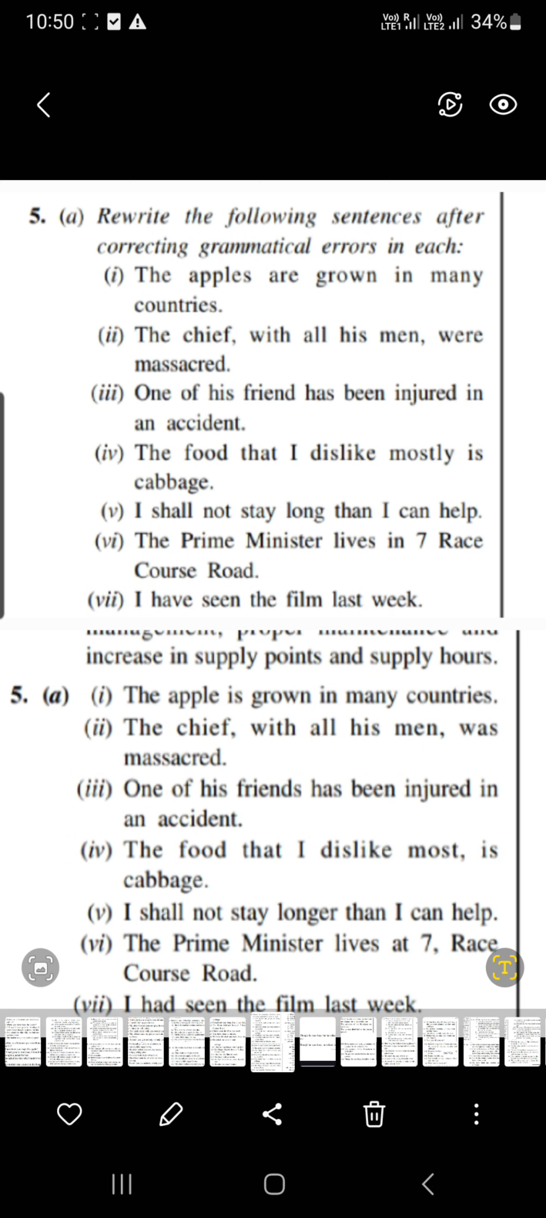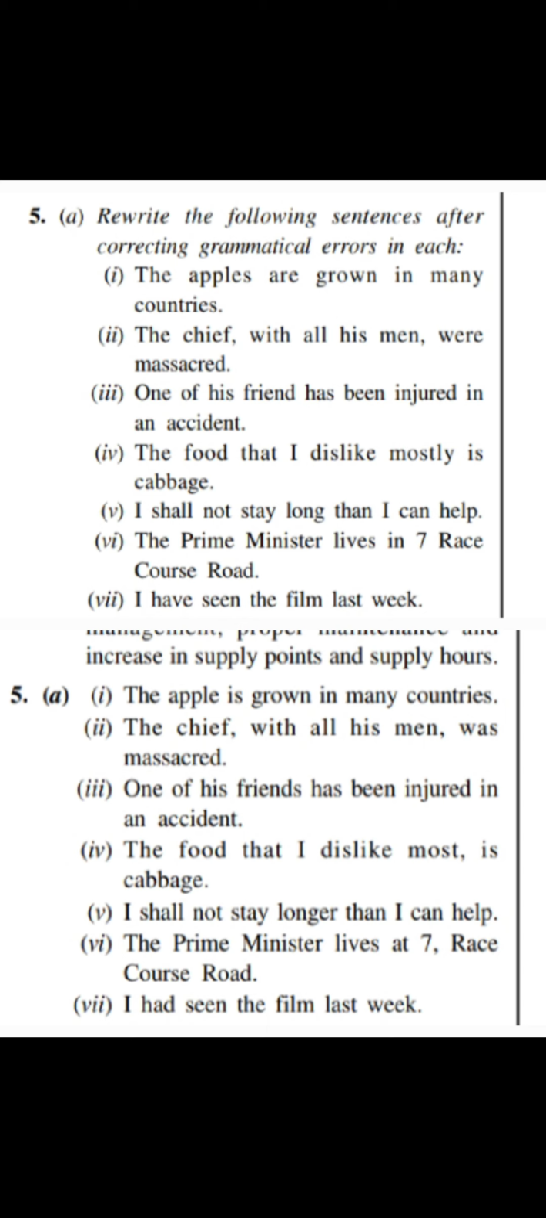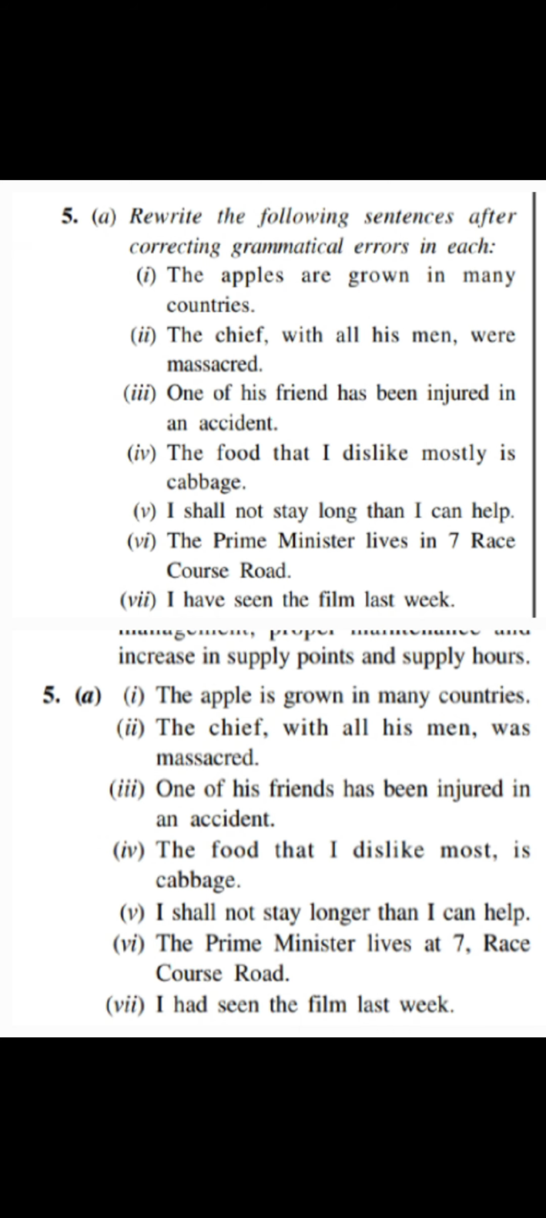So also please note the fine and the wise use of commas as and where needed. So the prime minister lives at race course road. All right. Then the seventh one, I have seen the film last week. So it's not I have seen, it's I had seen, because you did it last week. So you go in the past tense.